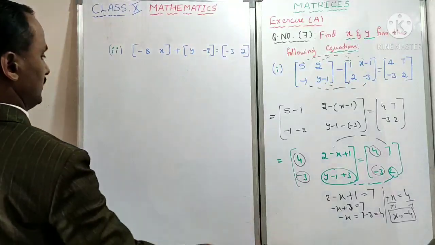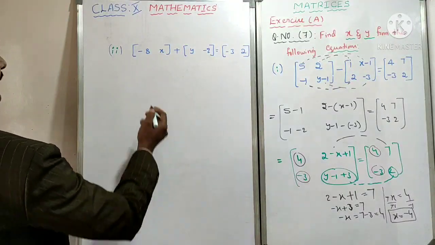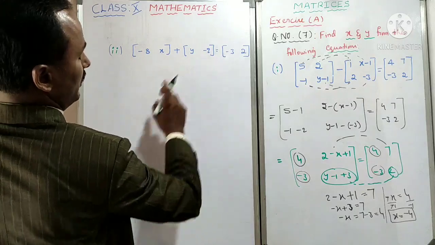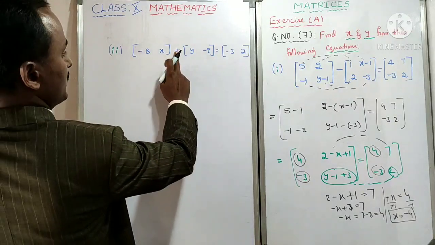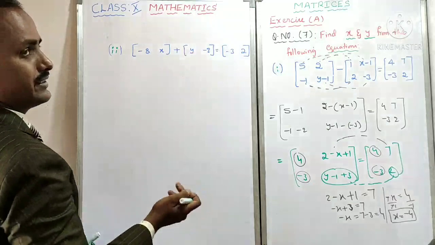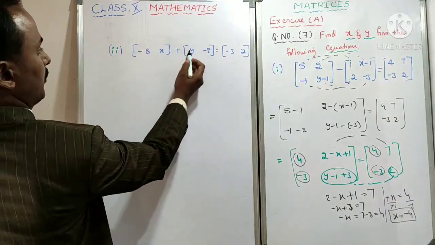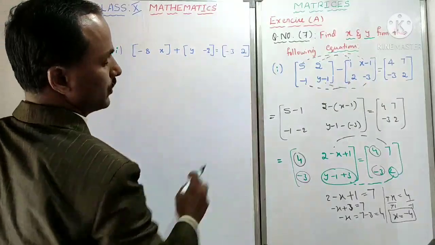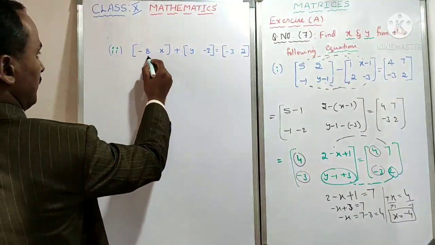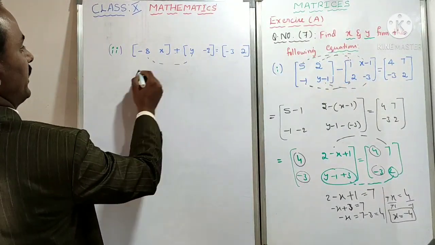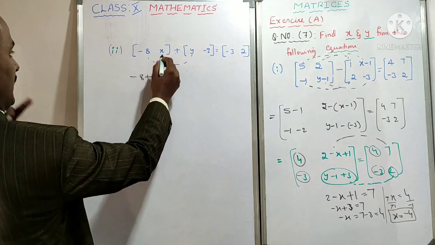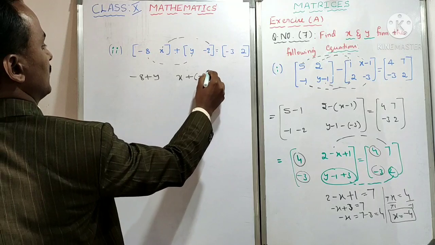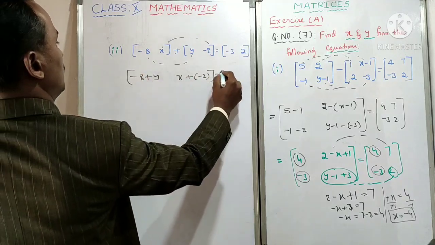Now observe here. On the left-hand side, two matrices are there; on the right-hand side, one matrix is there. In between them a plus sign is there. Is it possible to do addition? Yes. 1 row, 2 columns, 1 row, 2 columns, 1 by 2, 1 by 2, this one also 1 by 2. Now minus 8 plus y, x plus minus 2 is equal to minus 3, 2.